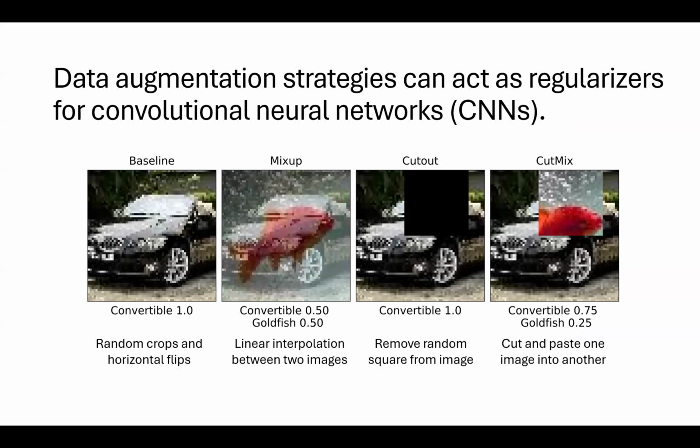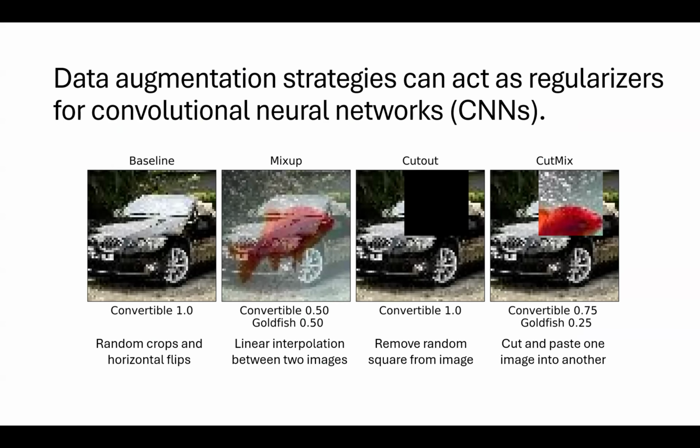So first, what is data augmentation? Data augmentation means that we modify the input images to artificially increase the number of training examples, and the hope is that by showing the model a greater variety of training examples, we can combat overfitting. That's why we say that data augmentation strategies can act as regularizers for convolutional neural networks. Now, on the left, we have pretty standard augmentations.